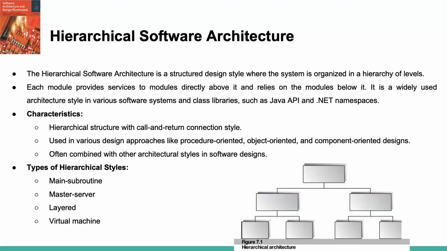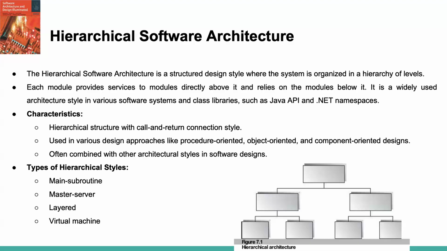Versatility across design approaches: hierarchical architecture is versatile enough to be used in various design methodologies. It supports procedure-oriented, object-oriented, and even component-oriented designs, allowing it to adapt to different development approaches based on project needs. Combining with other architectural styles: this architecture is often combined with other styles to enhance specific functionalities. For example, a layered hierarchical system might integrate elements from a microservices architecture to allow better separation and scalability.